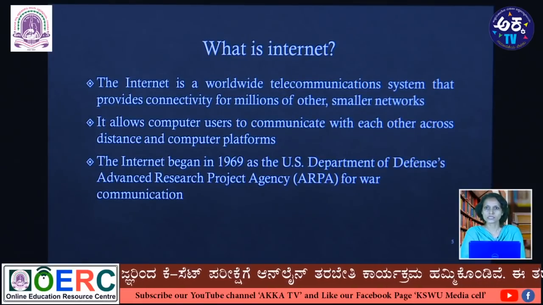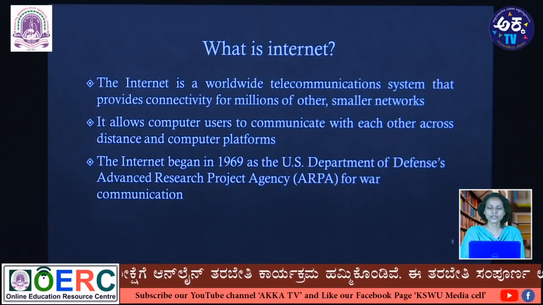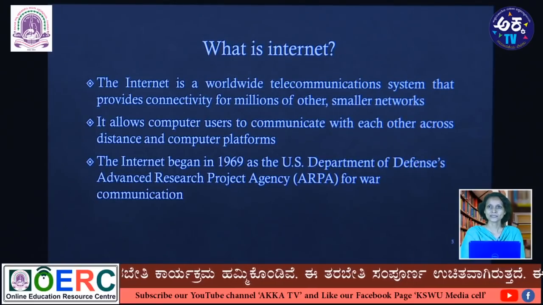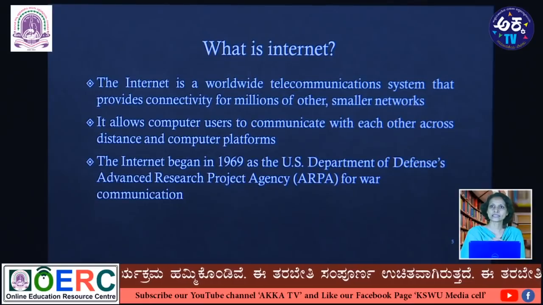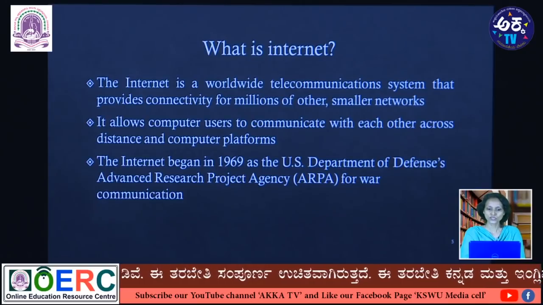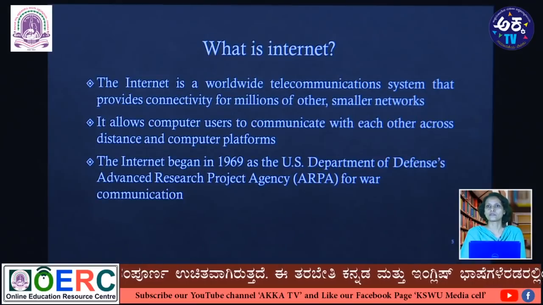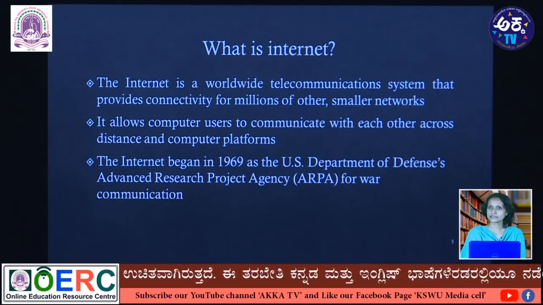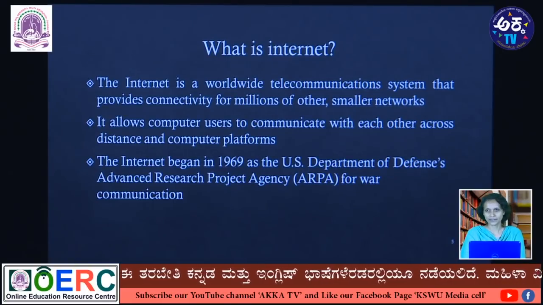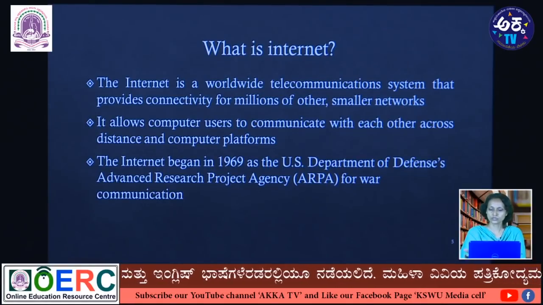So what happens is, whenever we try to get access to the internet, we connect our independent system to the already existing WAN, that is wide area network. Once we connect our personal computer, laptop, tablet or mobile to this already existing wide area network, we become part of the WAN. That is how we can access the information present across the globe.